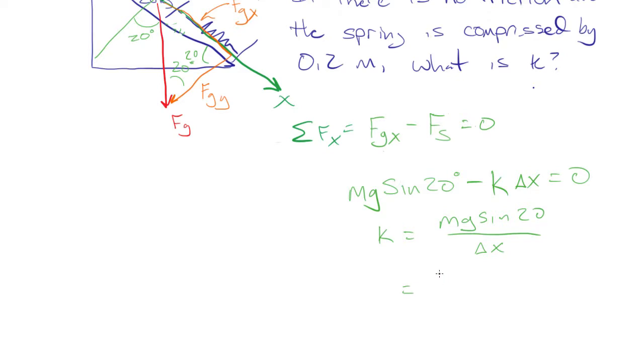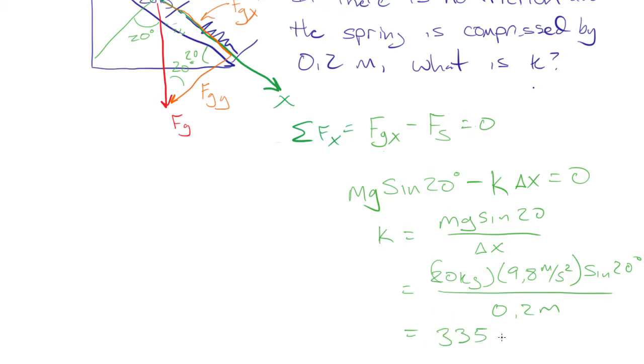So I plug in my numbers. I know that I've got a 20 kilogram mass. g is 9.8 meters per second squared times the sine of 20 degrees divided by 0.2 meters. And if you solve for that, you get 335 newton meters, I believe. I'm sorry, 335 newtons per meter.